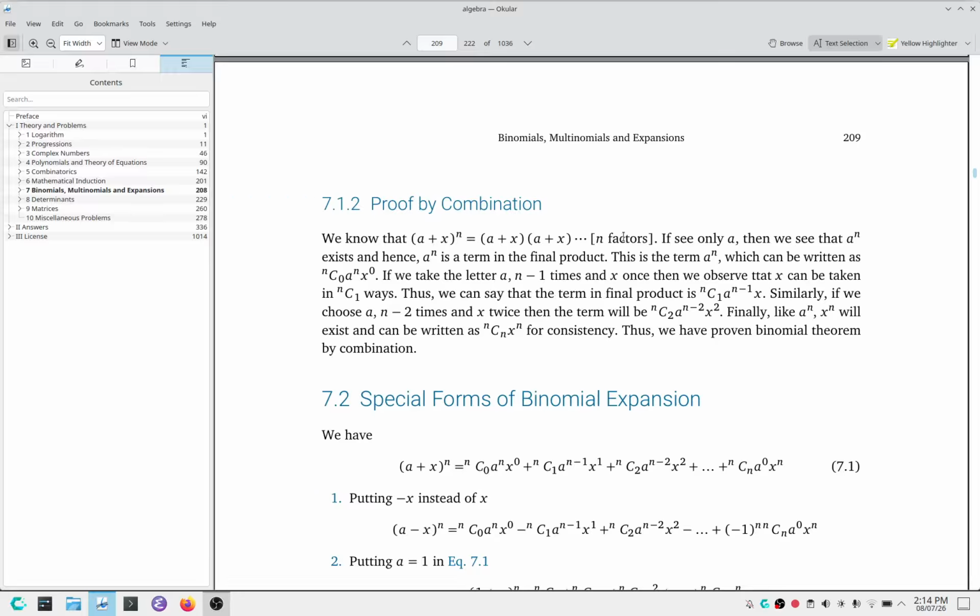There will be n such factors. We look at the powers of a.